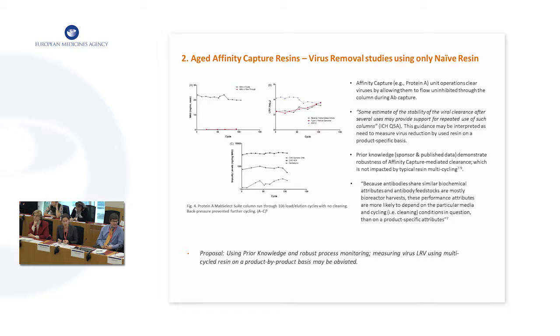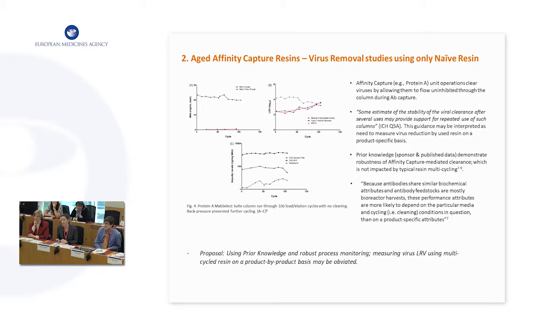As a consequence of this, one additional proposal here for prior knowledge would be that with the use of robust process monitoring, particularly for other more pertinent performance-related attributes such as antibody binding capacity, but also antibody breakthrough, one can more appropriately analyse the potential for resin performance over time, or degradation of resin performance over time, in lieu of having to measure log reduction values for each of the specific model viruses on multi-cycled resin on a product-specific basis.